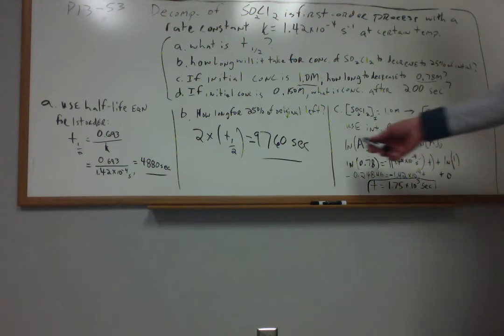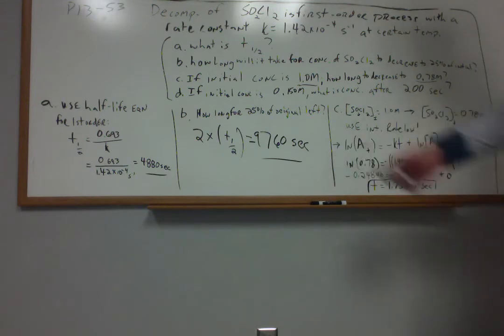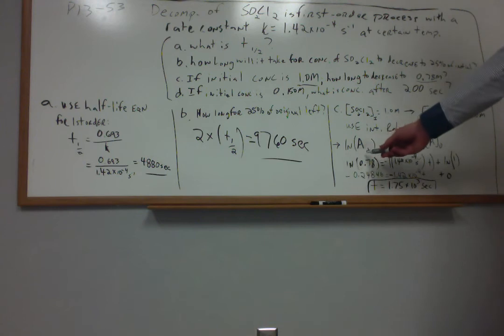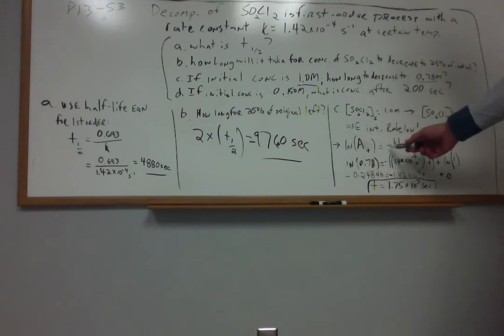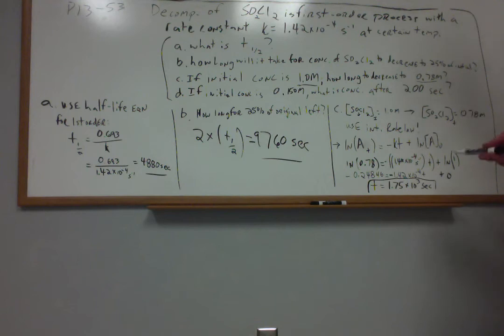So for a first order process, this is the integrated rate law: the natural log of A, the concentration of the substance at time T, is equal to minus kT plus natural log of A0, where this is the initial concentration. So it's just a plug and chug from here, okay? The initial concentration we're told is 1 molar here. I plug in the 1, take the natural log of that and get 0.